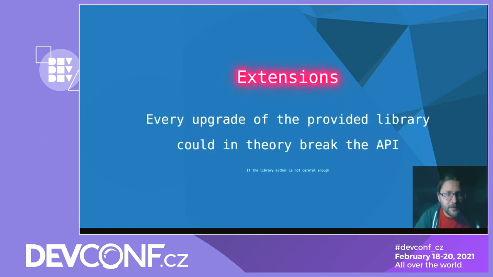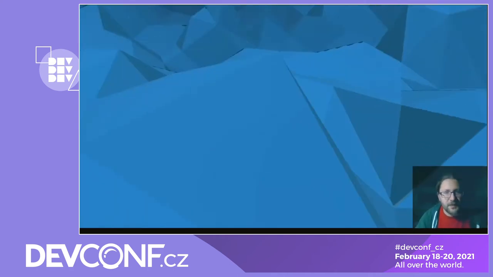The thing is that every upgrade of the third-party library that the extension provides to your application can, in theory, break the API, because of the third-party library breaking the API. So you as an extension author need to be very careful about what and when you upgrade, and you need to make sure that you don't break your Quarkus users with that.